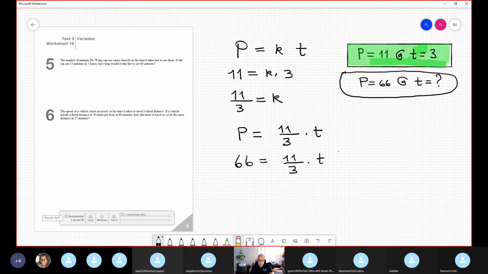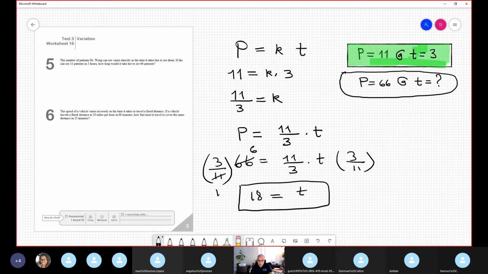The easy way to solve for T is to multiply both sides by the reciprocal, 3 over 11. When you multiply any number times its reciprocal, the answer is 1. So it's just T. Here we can use the calculator if you want. Or it's easier because you can cancel out the 11 with the 66, which leaves 6, and multiplying 6 times 3 gives 18.